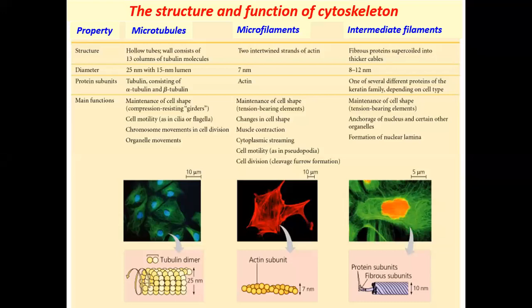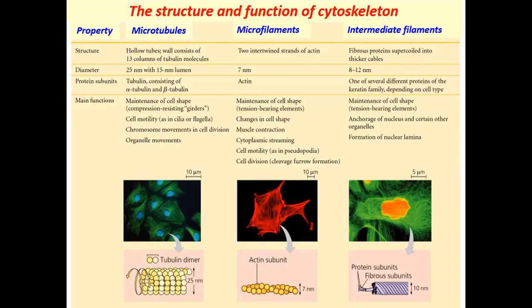So you can see now, microtubules are tubule-like structures, right? Hollow tubes, 25 nanometer width. The largest diameter is associated with microtubules. Basic protein monomers are polymerized to form the microtubule. The protein subunit is called tubulin. There are two types of tubulin, alpha tubulin and beta tubulin, right? The main functions are maintenance of cell shape, cell motility, and chromosome movement in cell division.